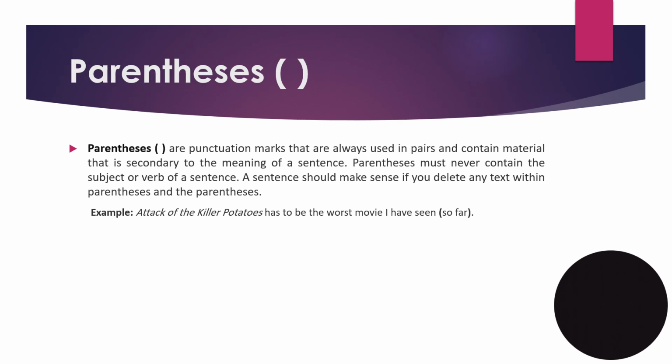Parentheses. Parentheses are punctuation marks that are always used in pairs and contain material that is secondary to the meaning of the sentence. Parentheses must never contain the subject of a verb or a verb of a sentence. A sentence should make sense if you delete any text within parentheses and the parentheses. Example: "Attack of the Killer Potatoes" (1999) has to be the worst movie I have seen so far.